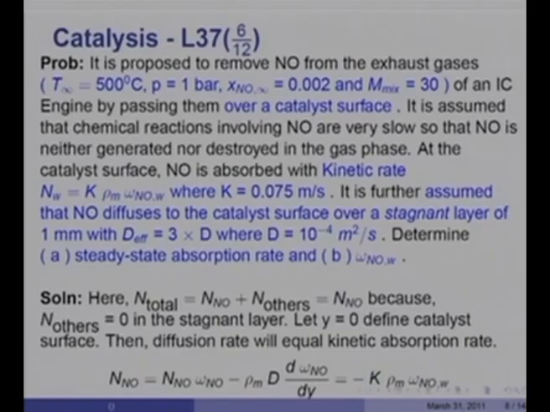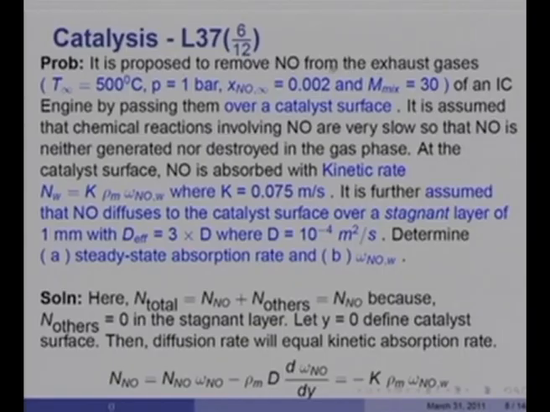We now look at a third problem. You know that the exhaust gas of, let us say, an IC engine may contain NO, nitric oxide. You are told that the exhaust gas is at 500 degrees centigrade, 1 bar pressure, and the mole fraction of NO in that stream is 0.002, and the mixture molecular weight is 30.